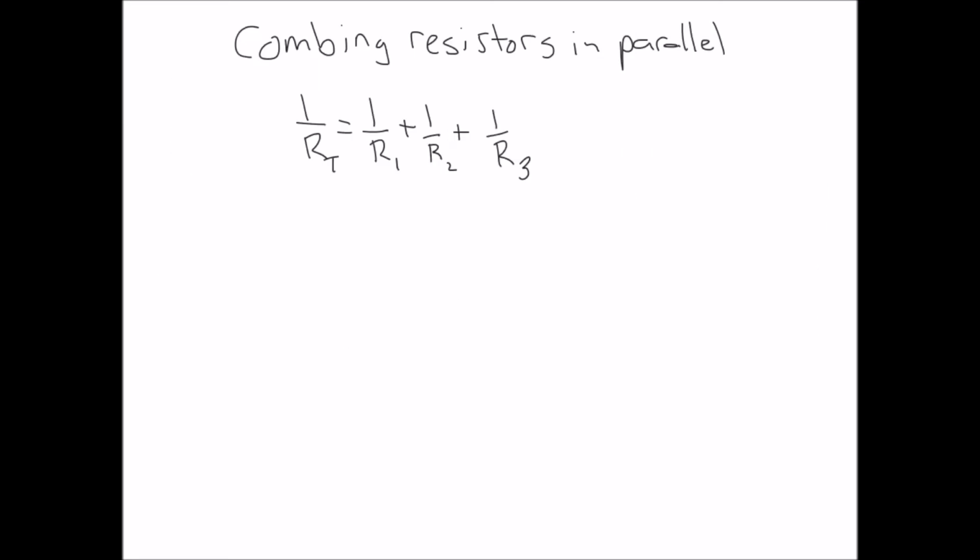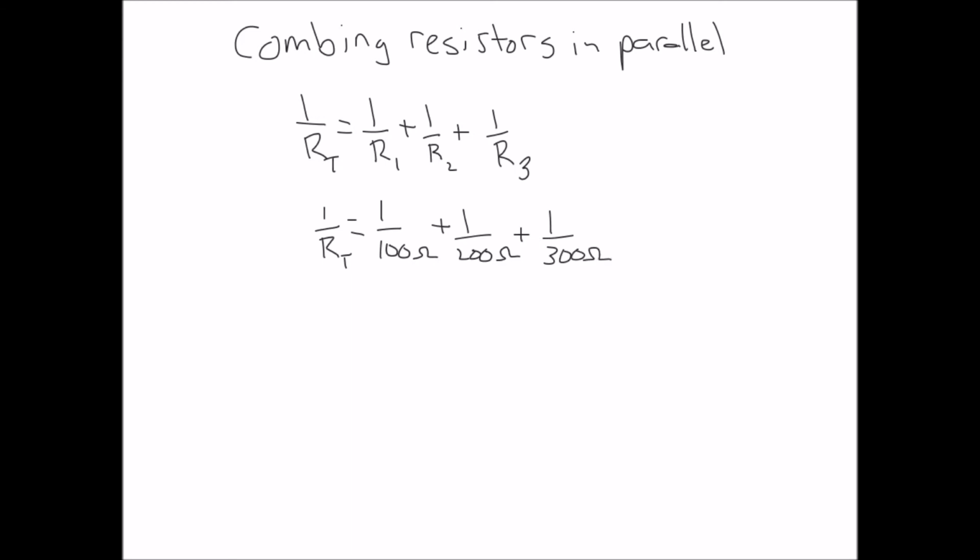All right, so here's our equation. Our equation is 1 over the total resistance equals 1 over the first resistor plus 1 over the second resistor plus 1 over the third resistor. So taking our resistors that we have, we're going to take 1 over the total equals 1 over 100 ohms plus 1 over 200 ohms plus 1 over 300 ohms.